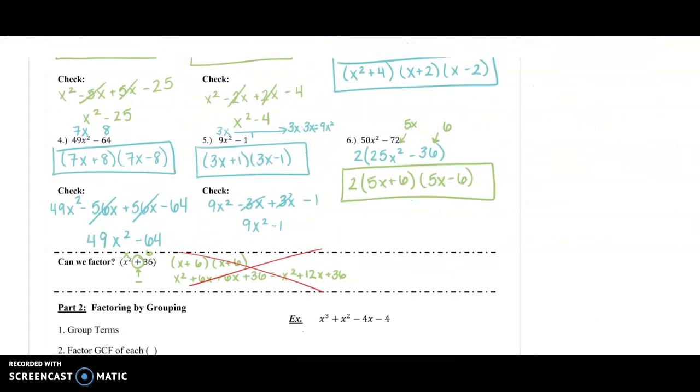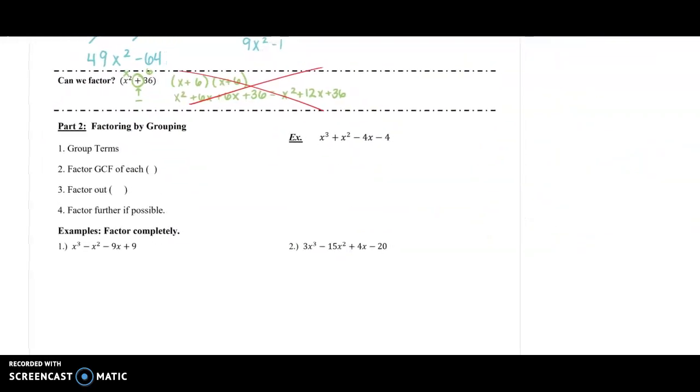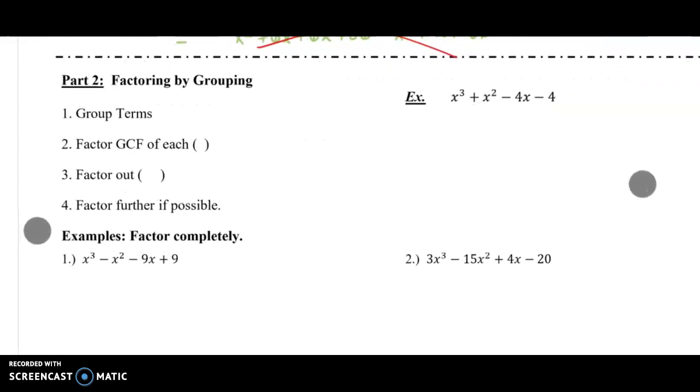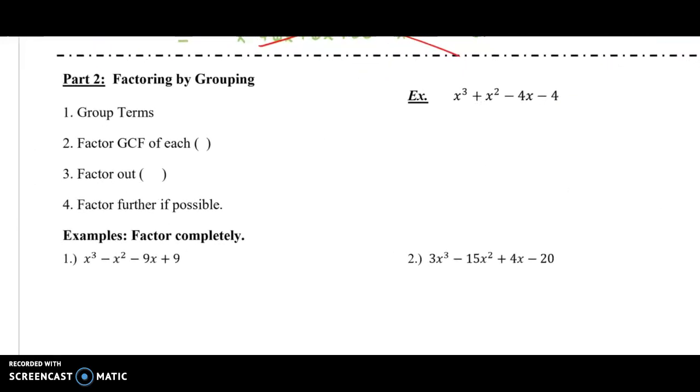Okay, so again, that was dots. Now we're going to look at our second way, and this is factoring by grouping. In this case, you will have 4 terms. Above we had 2, now we're going to have 4. So the first step is to group the terms. When I say group the terms, I'm going to make the first 2 a group with parentheses, and the second 2 a group with parentheses.